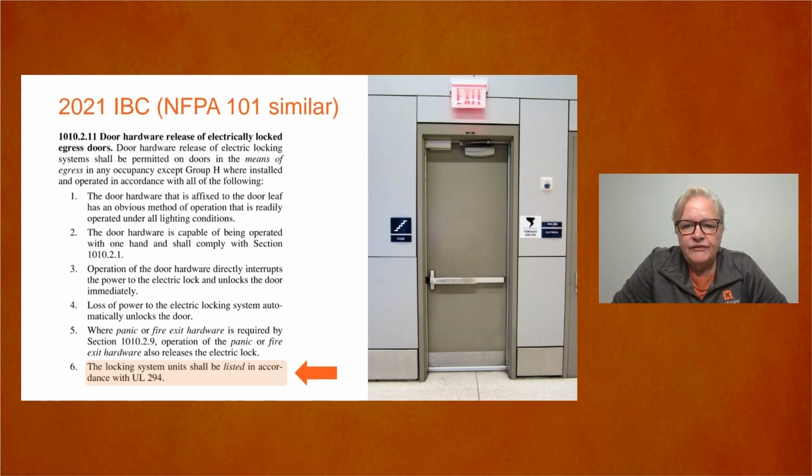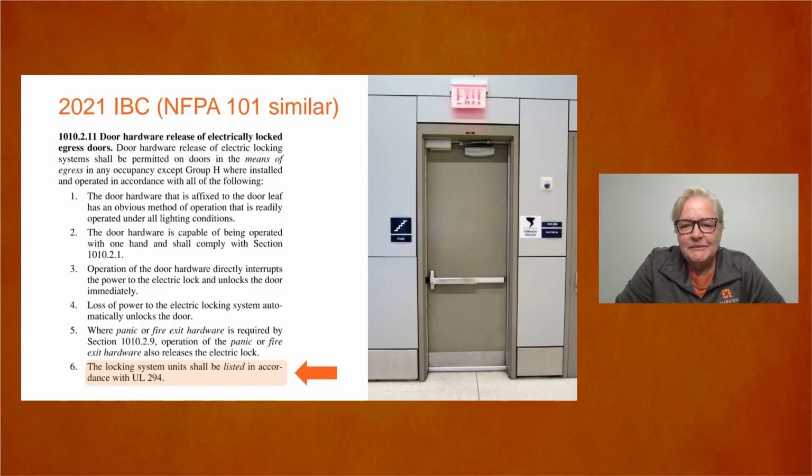So here's an example from the 2021 IBC. I told you I might go back and forward in time. So this is from the International Building Code. This is the 2021 edition. And this section addresses the door hardware release of electrically locked egress doors. So what's that? That's the first problem. What kind of hardware are we talking about here?